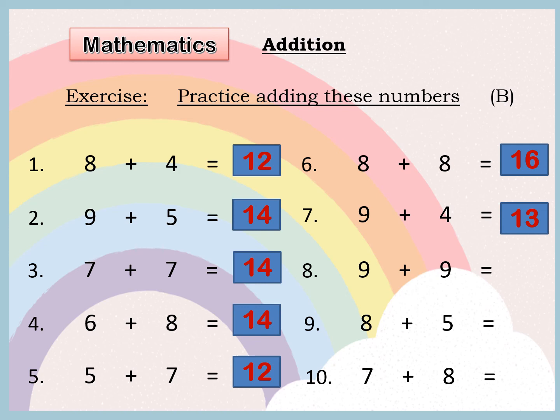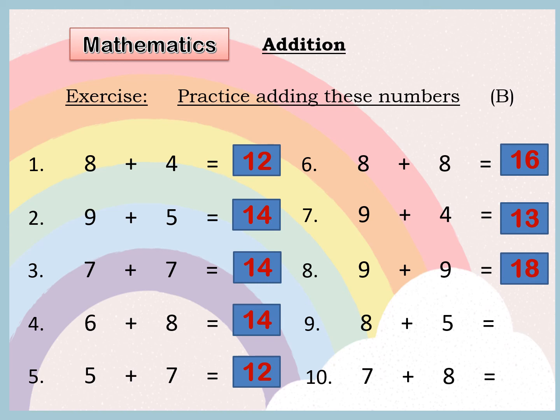Number 8, we have 9 plus 9. 9 on your head, 9 on your fingers. Count 9. 1, 2, 3, 4, 5, 6, 7, 8, 9 on your fingers, and on your mind, you've got 9 already. So let's count. 9, 10, 11, 12, 13, 14, 15, 16, 17, 18. Very good. So 9 plus 9 equals 18.